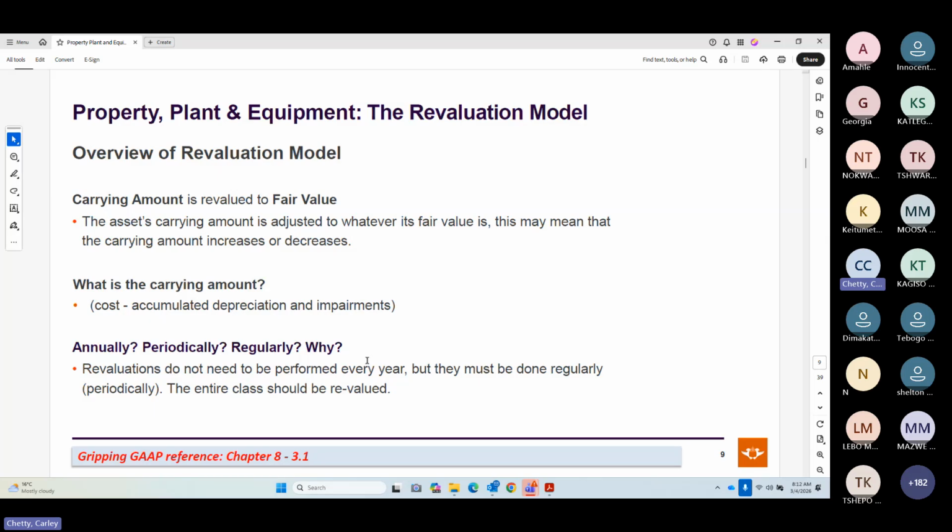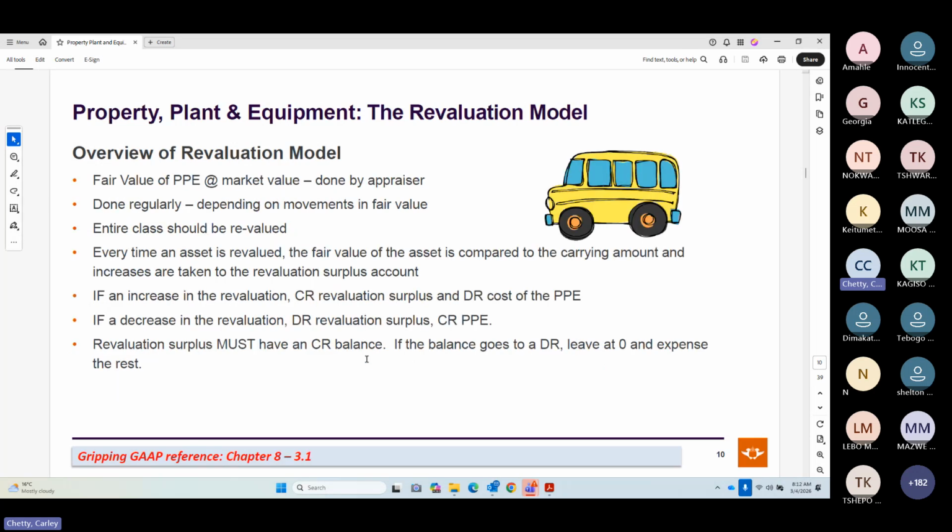So how often are we going to perform the revaluation? Revaluations do not need to be performed every year, but they must be done regularly or periodically, and the entire class should be revalued.